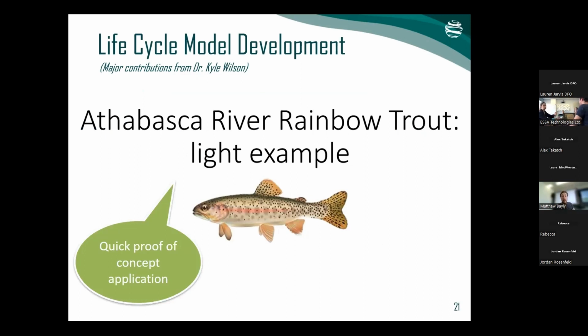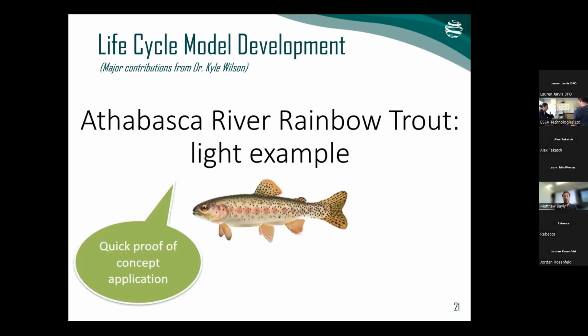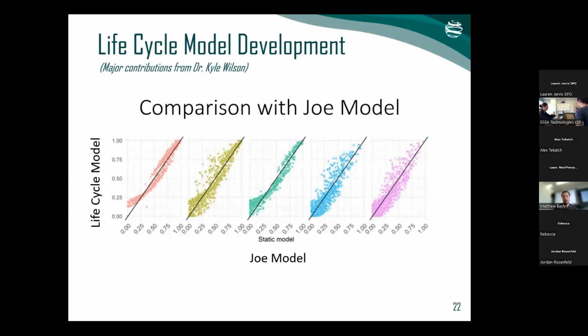So this is going on with another example that Dr. Kyle Wilson put together for Athabasca rainbow trout too. One of the things we were looking at here is the assumption that the more complex and nuanced model will provide a better result. These were just some draft results, but we're looking at the cumulative system capacity on the x-axis from the Joe model, and then on the y-axis, relative change in carrying capacity too. I thought this was an interesting example to show that there are differences between the Joe model and the life cycle model.